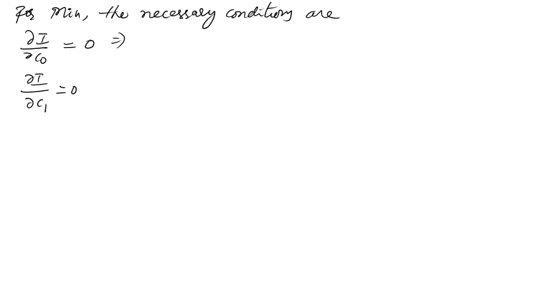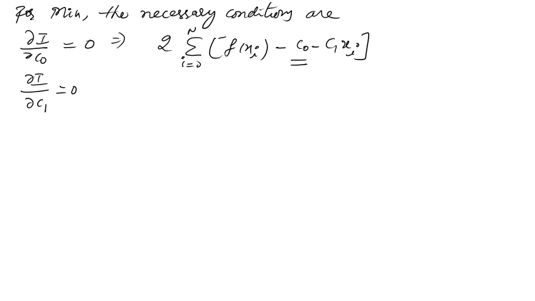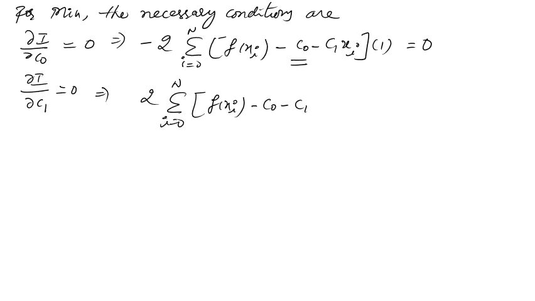Coming to the first one, you will get 2 into the sum over i equal to 0 to n of f of xi minus c0 minus c1 xi, whole square, so 2 comes here, and what is the c0 derivative? Minus 1, so minus I am including here, equal to 0. And the second one, 2 into the sum over i equal to 0 to n of f of xi minus c0 minus c1 xi, and what is the c1 derivative? Minus xi, I have written xi here. So finally, after simplification, this minus 2 I can neglect.